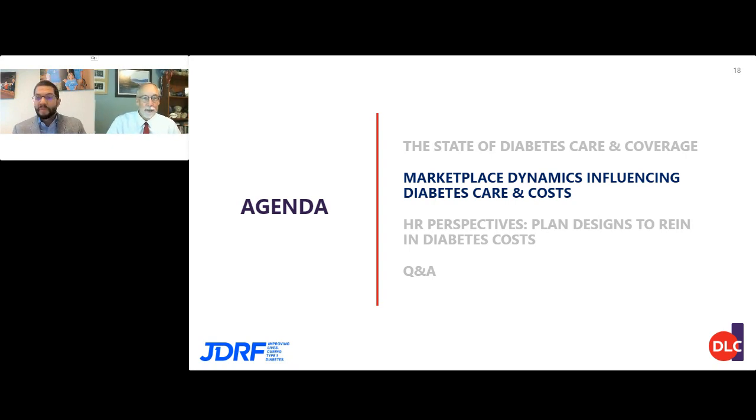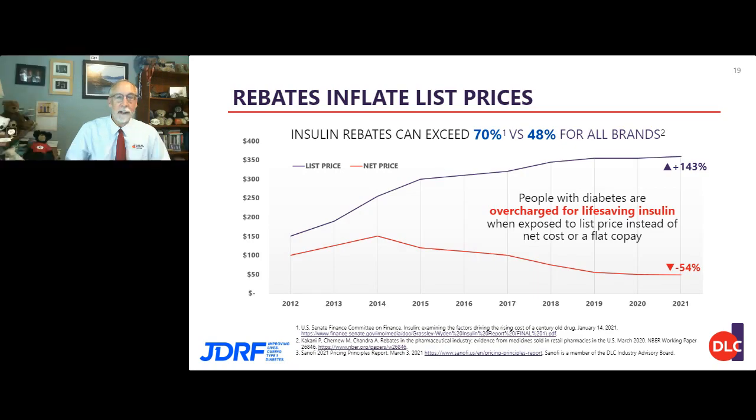So I'll move us into what's driving the costs when we think about the marketplace of diabetes and healthcare as a whole. Let's start with drug pricing. Insulin is probably the poster child drug that everybody is talking about, because as a patient with type 1, if I don't have insulin, I'm not around. And the price of insulin over the past decade, the list price that you can see there, has gone up 143%. It's gone through the roof.